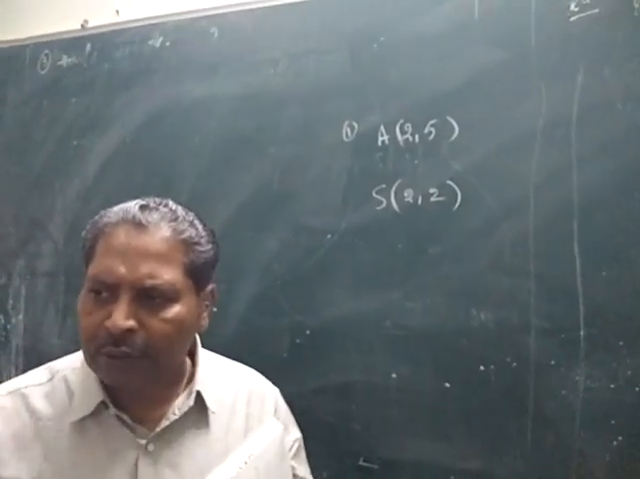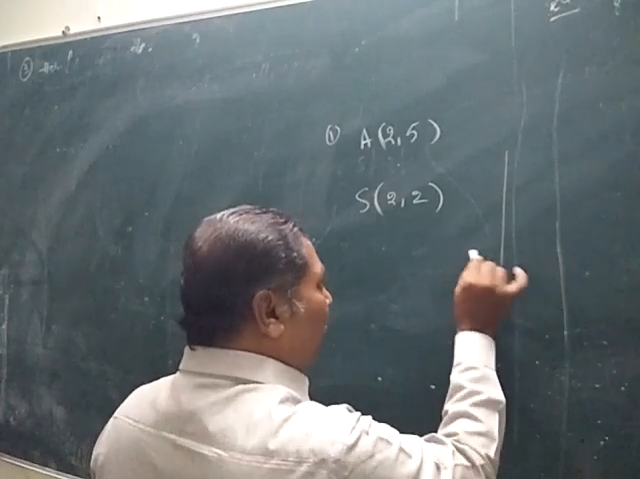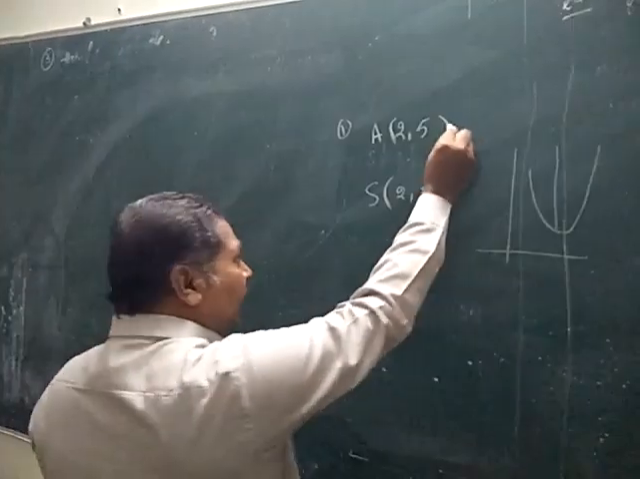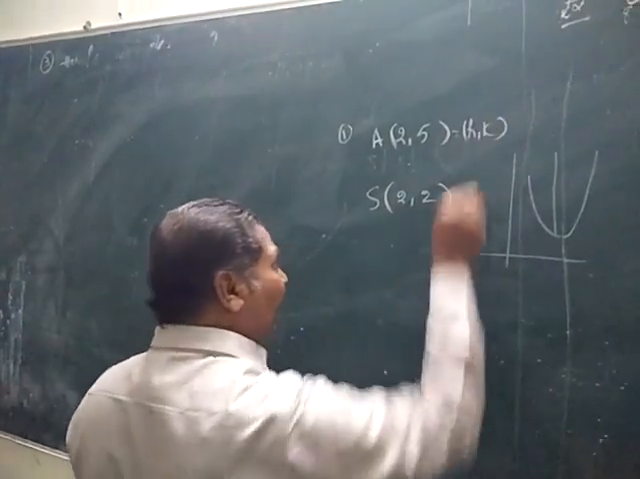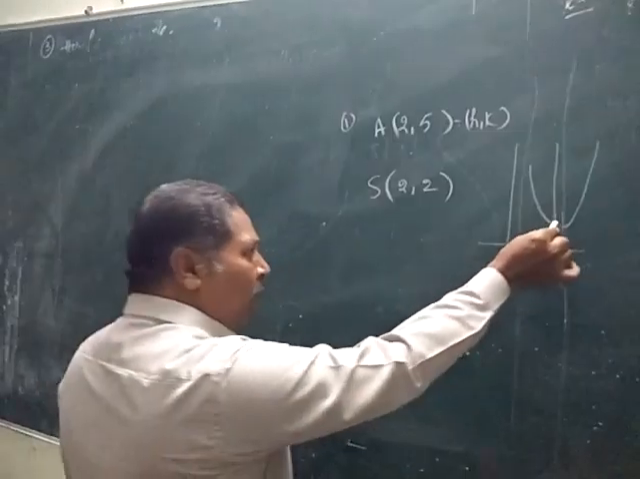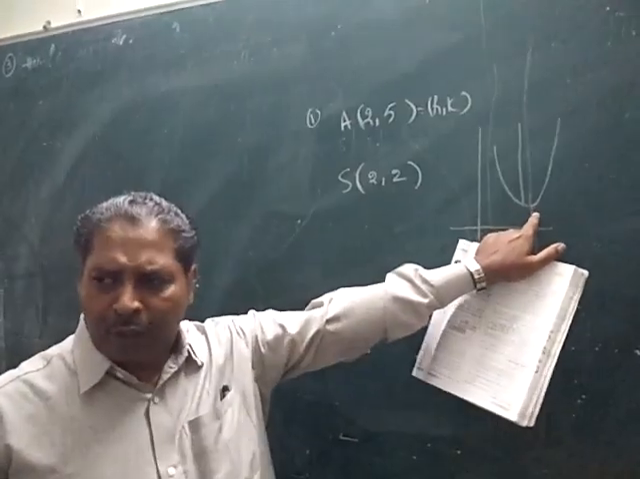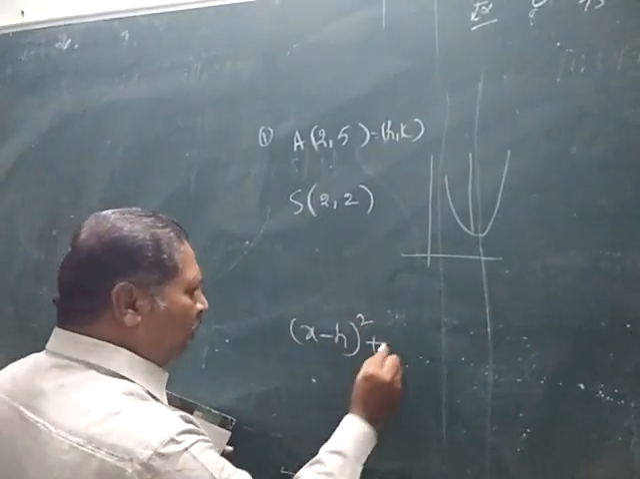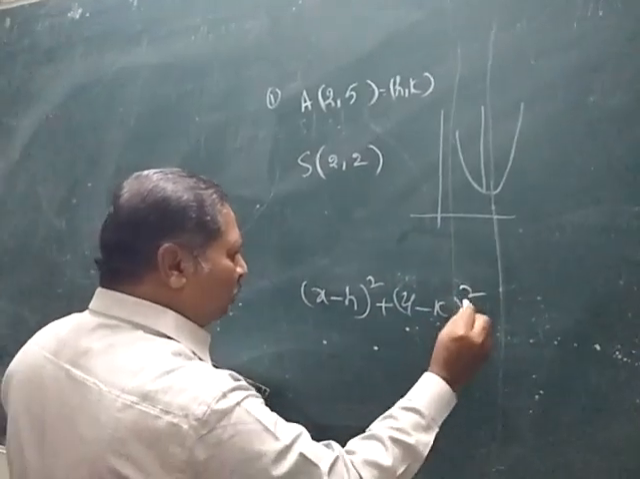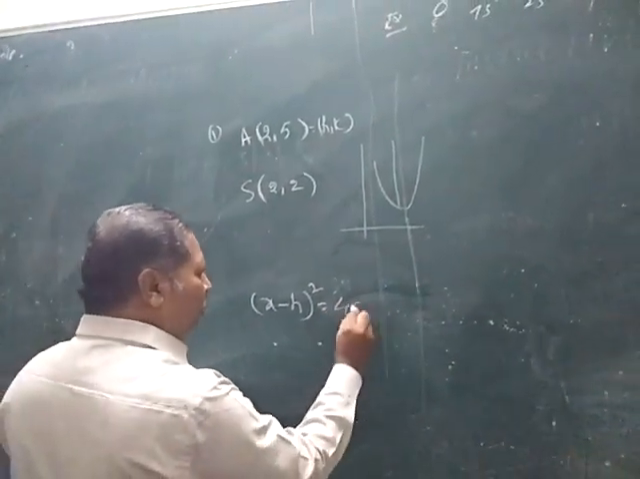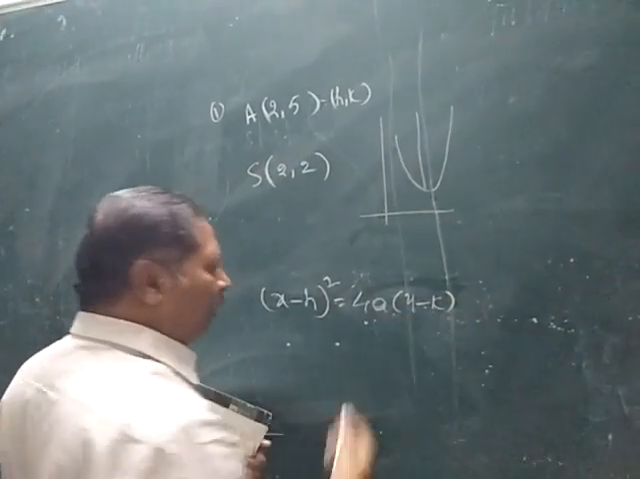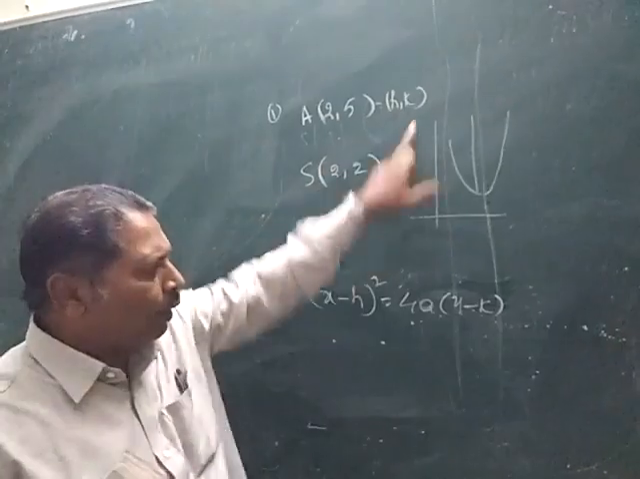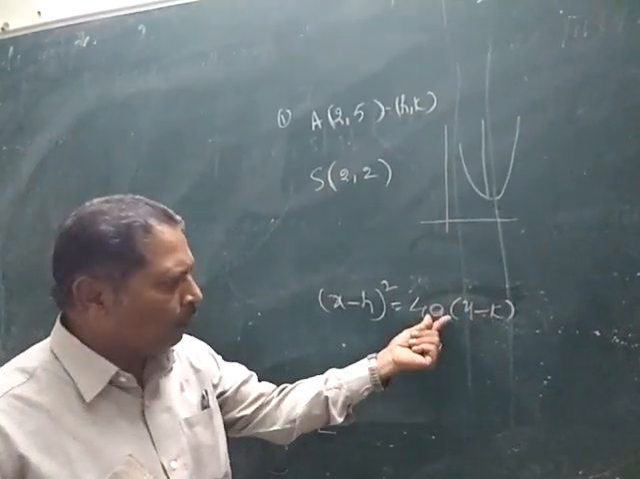The x coordinates are equal, so the vertex (h, k) is given. So the equation of this parabola is (x - h)² = 4a(y - k). Given the h value and k value, we want the a value.